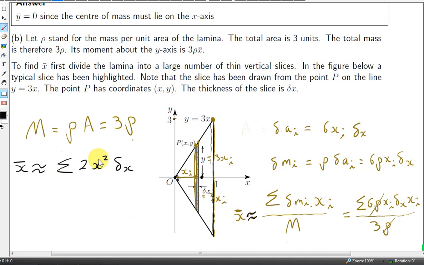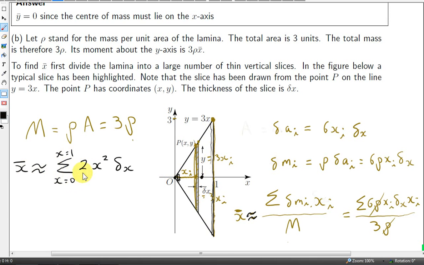I'll drop the subscript i that indicates that we have different strips. So the ith strip is the one shown in the picture. But when we're taking the sum, we can say we're summing from x equals 0 to x equals 1. So the first strip is about here at x equals 0, and the last strip is at x equals 1, very nearly at x equals 1. So now we've found an approximation to x bar.